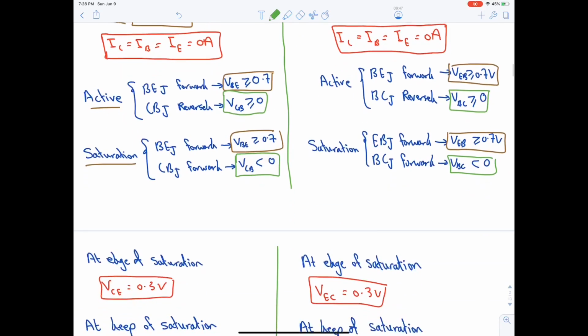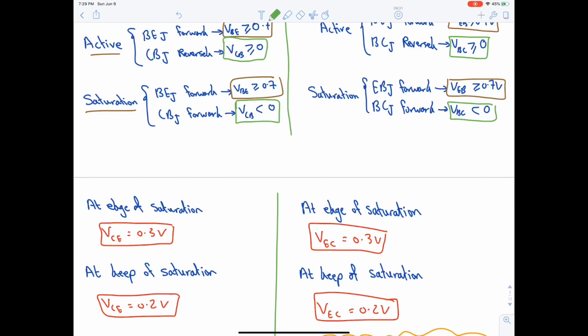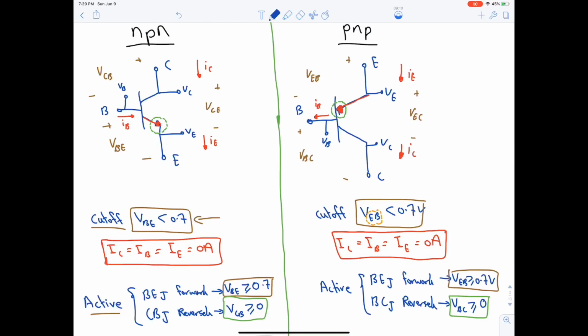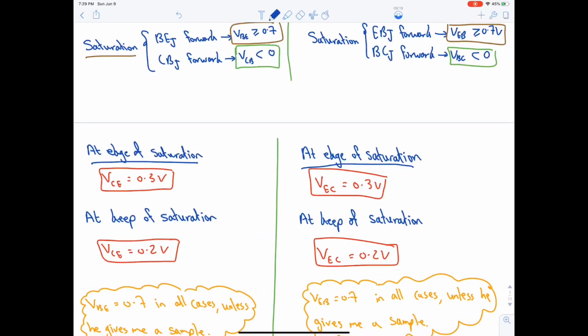Now, next, what is in between active and saturation? There is a region in between those two. The region is called edge of saturation. Here it is. In edge of saturation, the voltage drop between C and E at this side is always equal to 0.3. So at edge of saturation in NPN, VCE is 0.3, whereas in PNP, VEC is equal to 0.3.